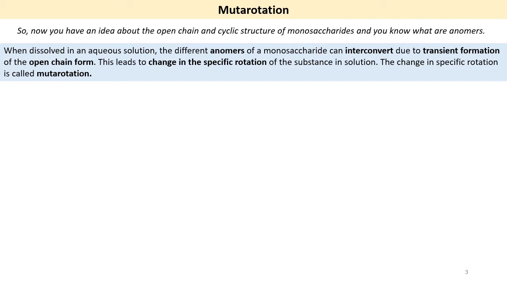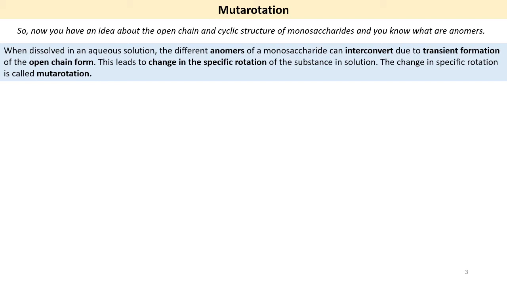So the monosaccharides had open chain form, and they can have the cyclic anomeric forms. So there could be an interconversion of the two anomeric forms through the formation of the open chain form. Okay. This happens when it is dissolved in aqueous solution or some amphiprotic solution. Why? You will understand in the coming slide. Now this phenomenon leads to change in the specific rotation of the substance in solution. So initially one anomer was dissolved in the solution. It is undergoing interconversion to the other anomer.